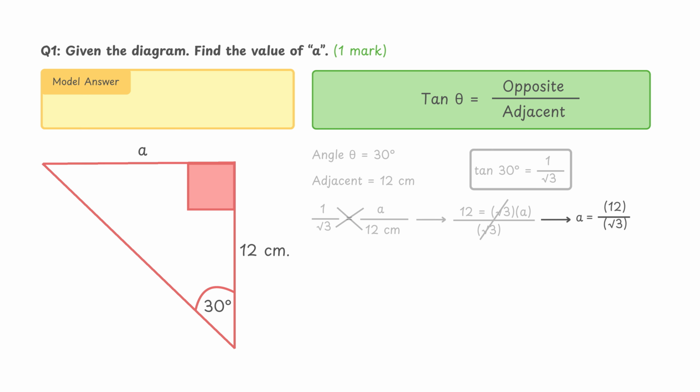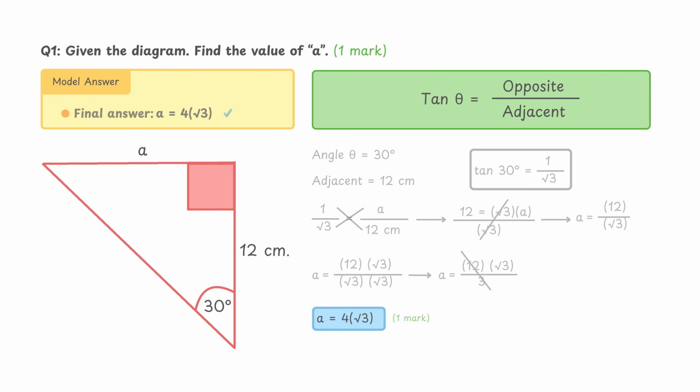Now we simplify this by rationalizing the denominator. Multiply top and bottom by square root of 3. So we get A equals 12 times square root of 3 over 3. Now simplify. 12 divided by 3 is 4. So A equals 4 square root of 3. This is the final answer. So the answer is A equals 4 square root of 3.